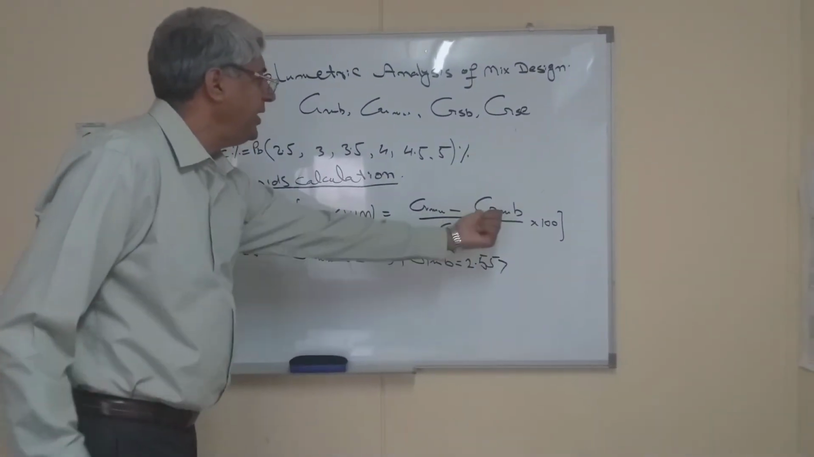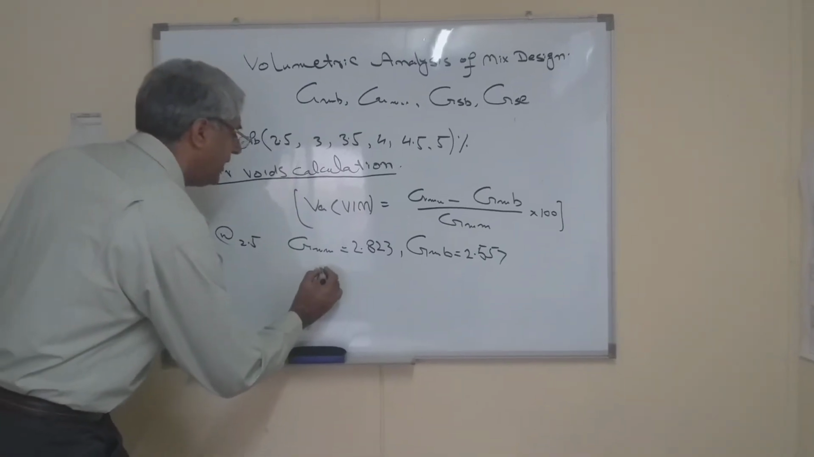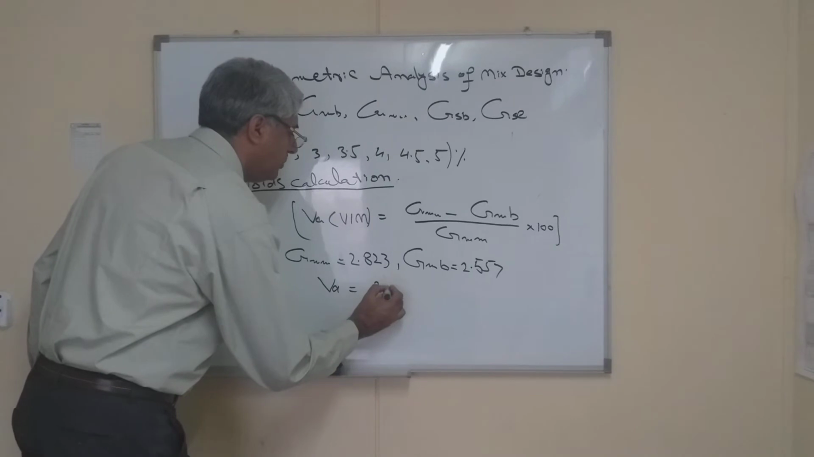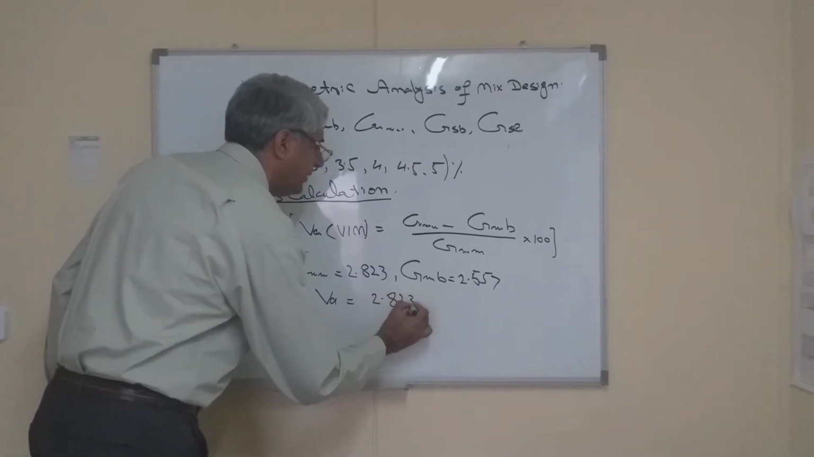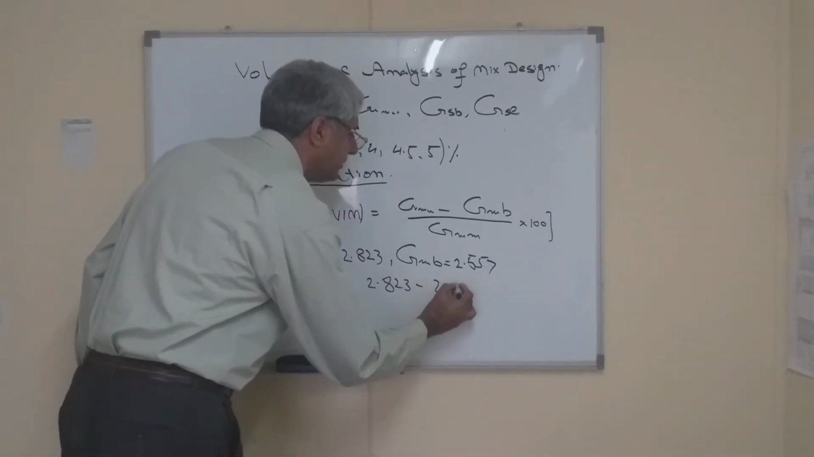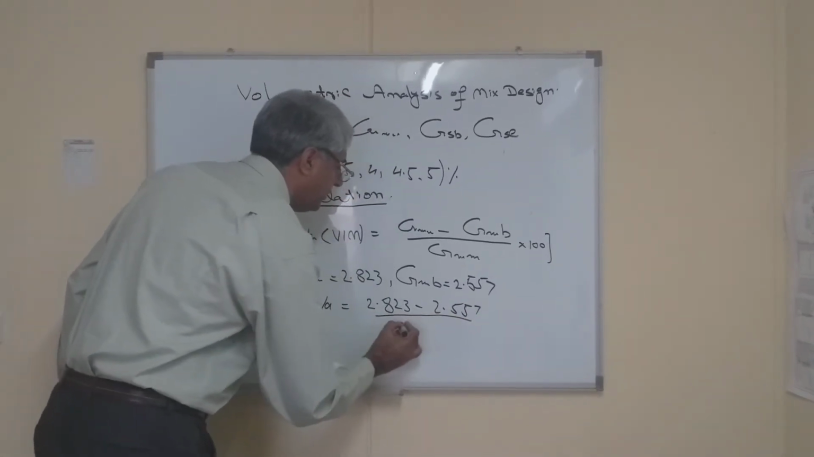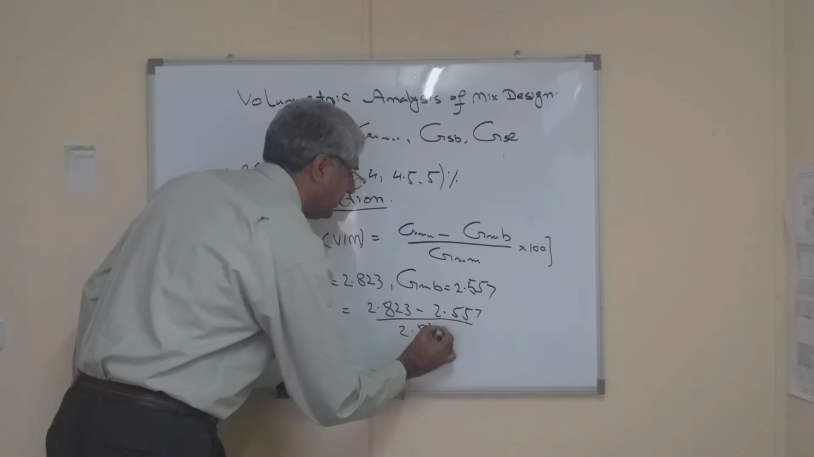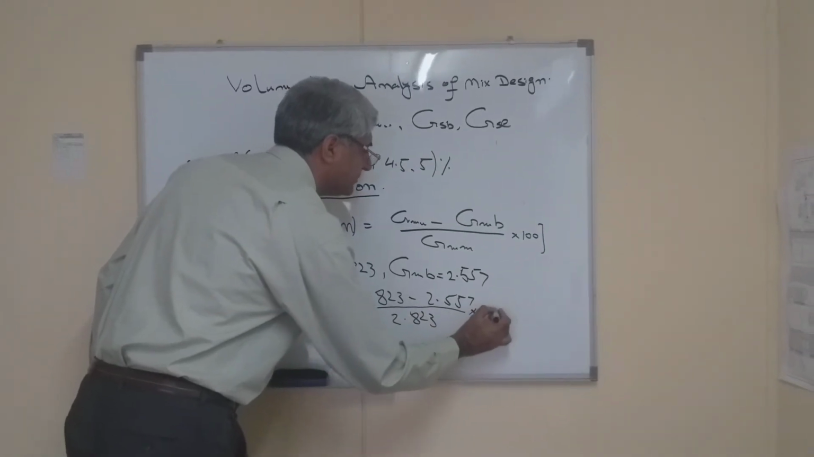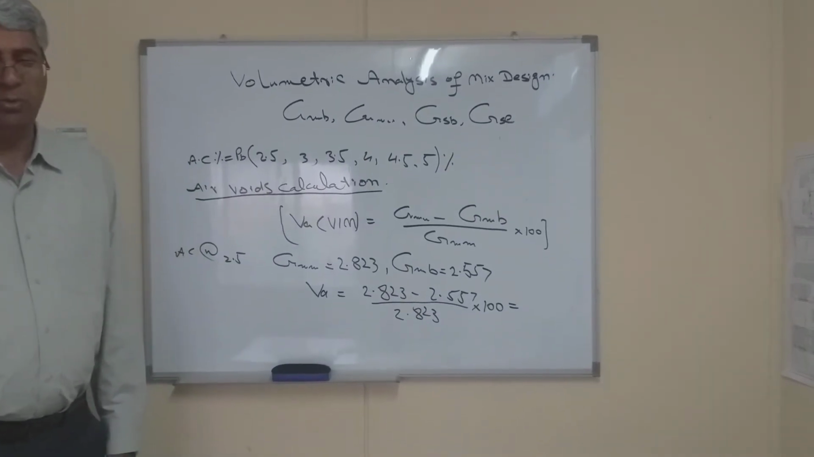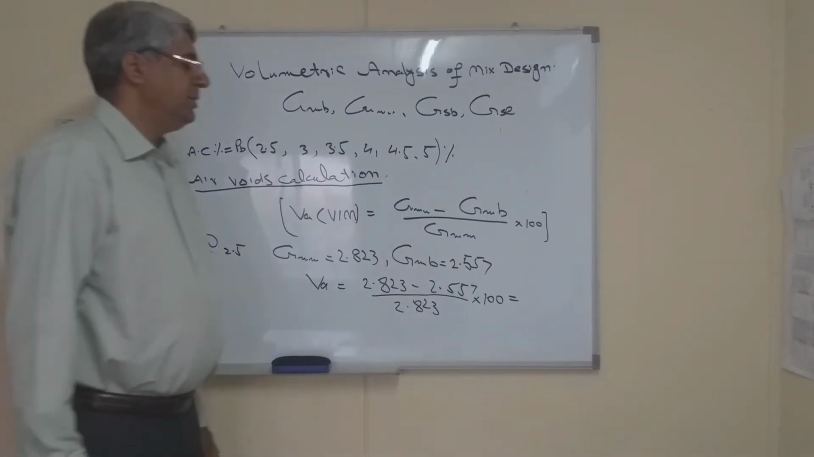Now we will put these values over here, then air voids will be calculated: 2.823 minus 2.557, divided by 2.823, multiplied by 100. After calculation, its value comes out to be 9.4%.